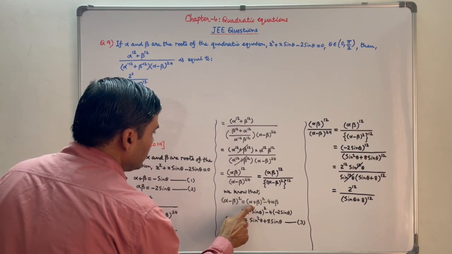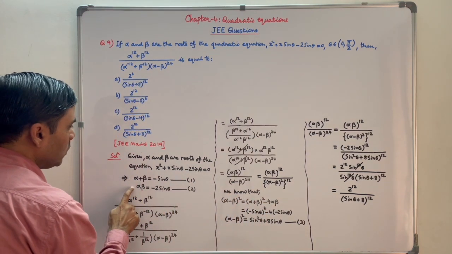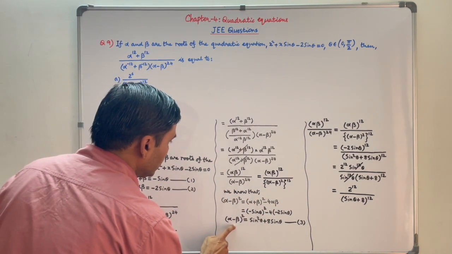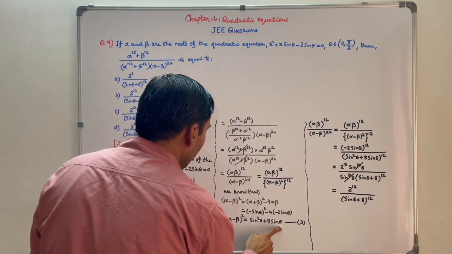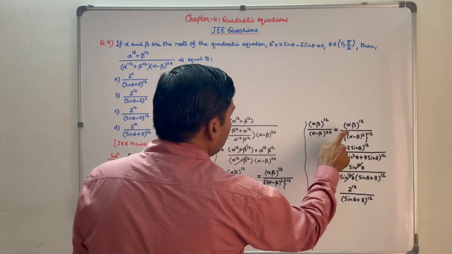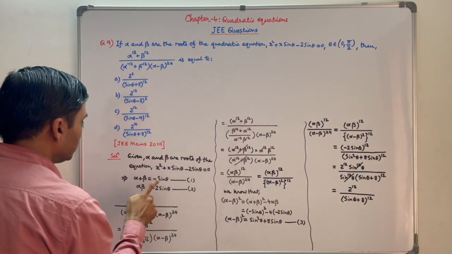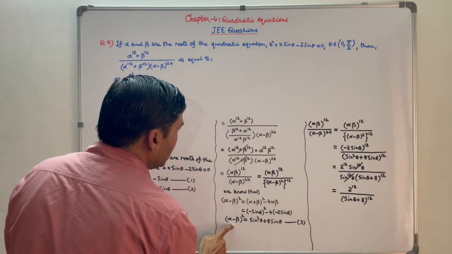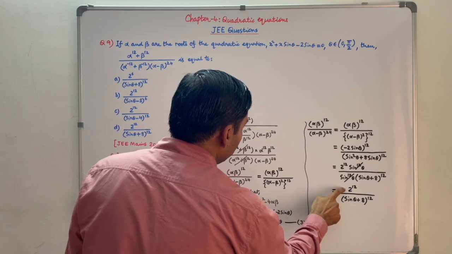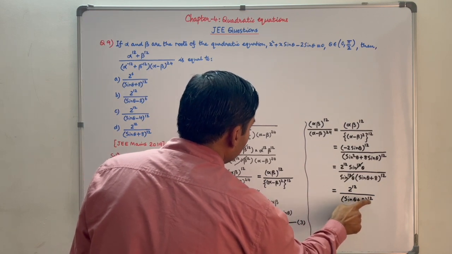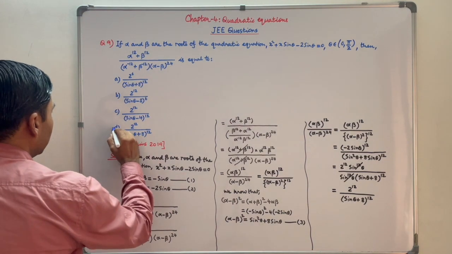Value of alpha plus beta and alpha beta we will put from equation number 1 and 2. So alpha minus beta whole square is equal to sine square theta plus 8 sine theta. Now we will put the values of alpha beta and alpha minus beta whole square from equation number 2 and 3. So the expression is simplified further as 2 to power 12 upon sine theta plus 8 to power 12. So option D is correct.